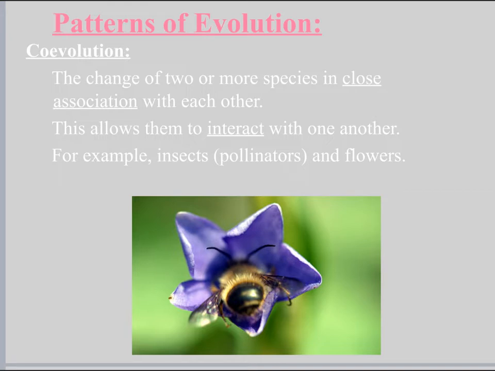So we're going to start with coevolution. So you guys should know that this prefix by now, co, means together. So coevolution means that there are two species that interact so closely with each other that they actually affect the evolution of one another. So one example is insects or pollinators and flowers. So you have a bee and a flower here.